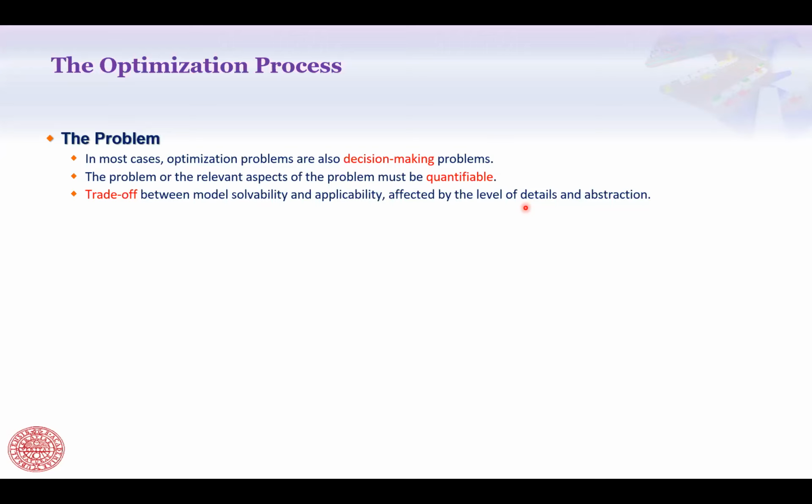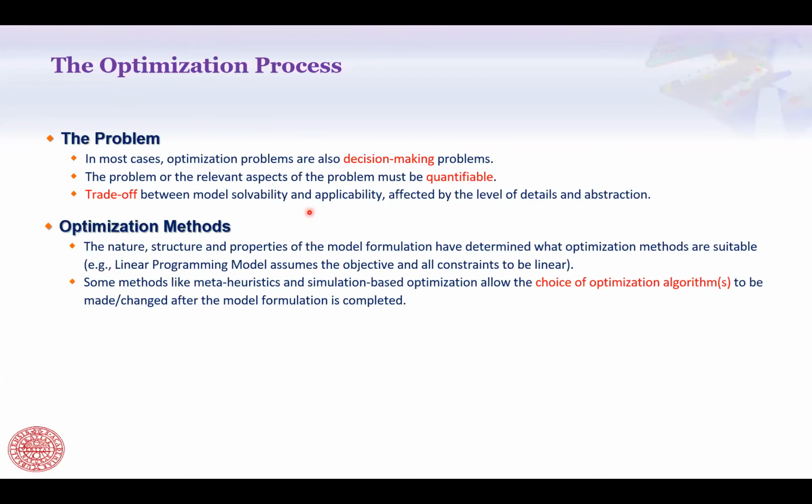One advantage is that you can put a lot of details, a lot of logic, a lot of data into your simulation model. And the more things you put into your model, the more it reduces the solvability. So there is always a trade-off between solvability and applicability. That is something we need to know about the problem. So: decision-making problem, quantifiable, and then the trade-off between solvability and applicability.